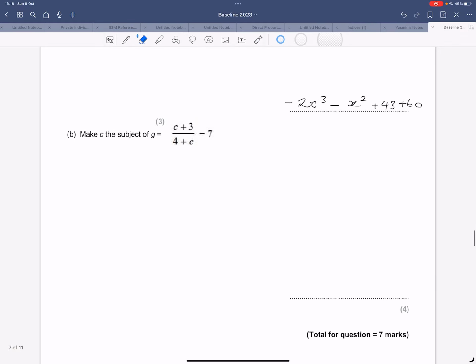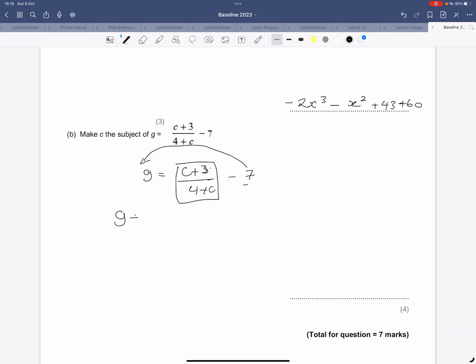Okay, this question caused some unnecessary issues. So we have G equals (C plus 3) over (4 plus C) minus 7. Now, what does this mean? We can't put the 7 with the 3. You can't connect them. This is a fraction and this is a number, right? You can't connect them. Send the number on the other side.